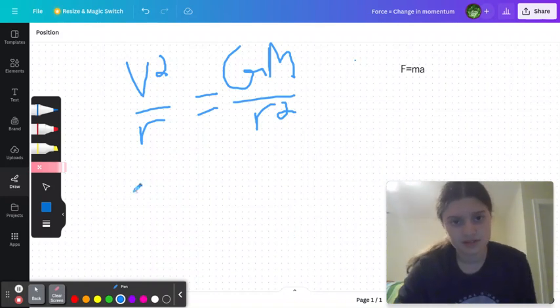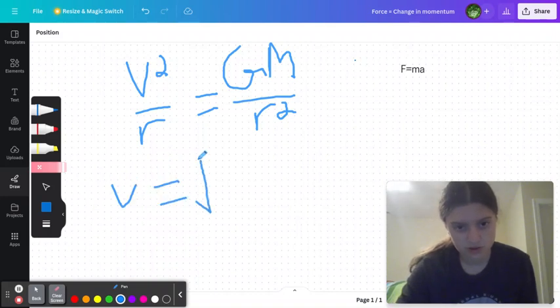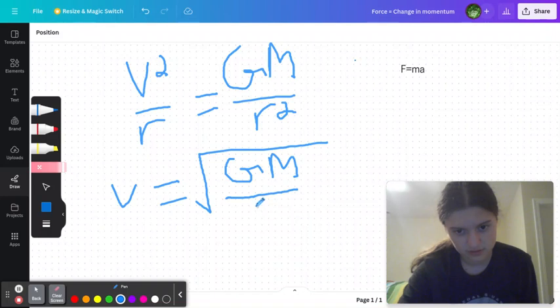But this can be simplified to v equals square root of gm over r. And if you look at it for a little bit, you can figure out how I did that.